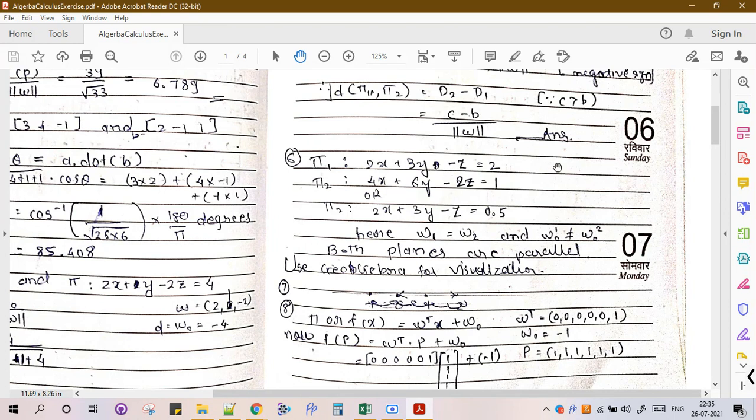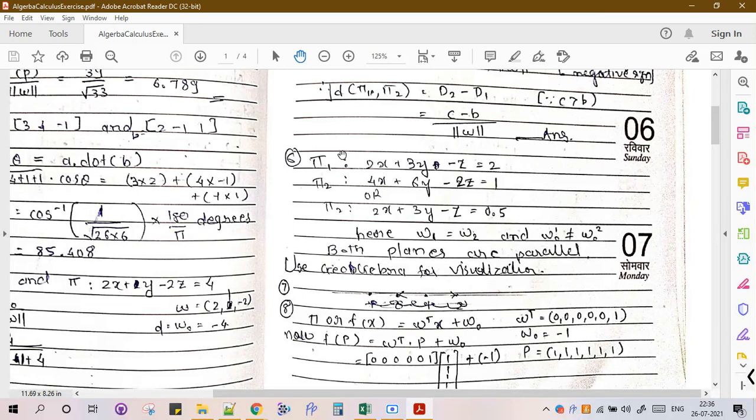But in this case both are parallel. Why? All the w's have the same ratio, 2 by 4, 3 by 6, minus 1 by minus 2, but the intercept term, or you can say the w0 term, has a different ratio, 2 by 1 is equal to 2. That means both planes are parallel.